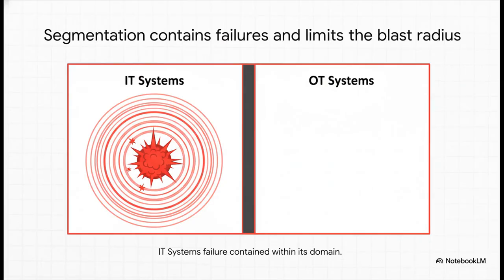The main way we limit that blast radius is through segmentation. We build walls. We create clear, enforced boundaries between different parts of the system. The classic example is that hard line between the corporate IT systems, email, servers, and the operational technology, or OT, that's running a physical process like a factory floor.